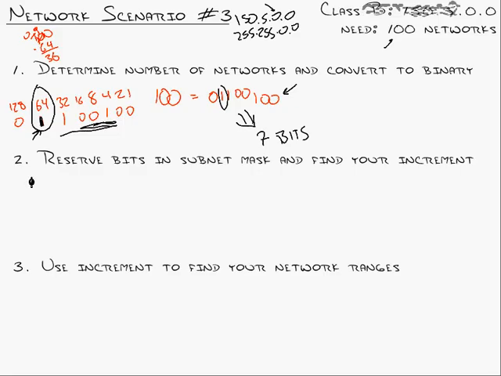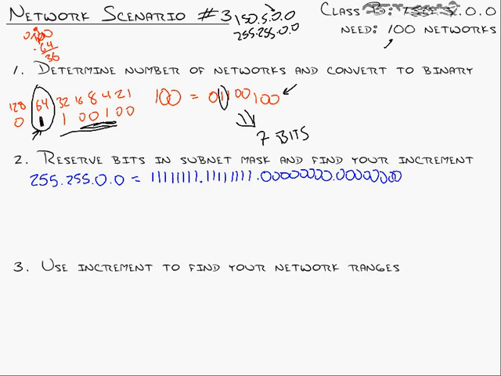Here's the second step. Reserve the bits in the subnet mask and find your increment. Now again, it becomes even more critical when you have a Class B example to write your subnet mask in all binary. 1, 2, 3, 4, 5, 6, 7, 8. That's our first 255. 8. There's our second 255. Now the host bits. 1, 2, 3, 4, 5, 6, 7, 8. Dot 1, 2, 3, 4, 5, 6, 7, 8. We have 16 network bits. It's a /16 subnet mask by default, and 16 host bits that are at our disposal.